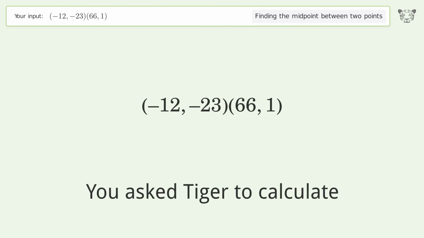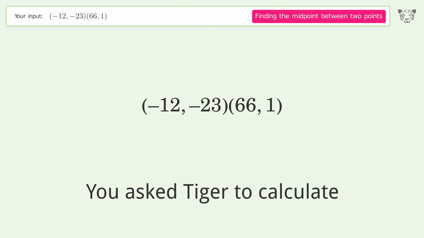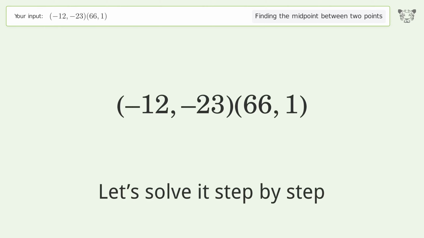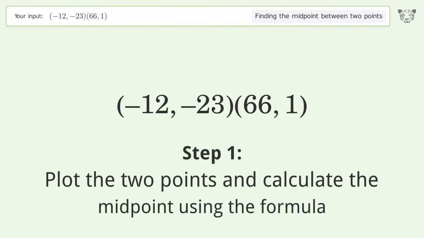You ask Tiger to calculate. This deals with finding the midpoint between two points. The midpoint between the two points is 27, negative 11. Let's solve it step by step. Plot the two points and calculate the midpoint using the formula.